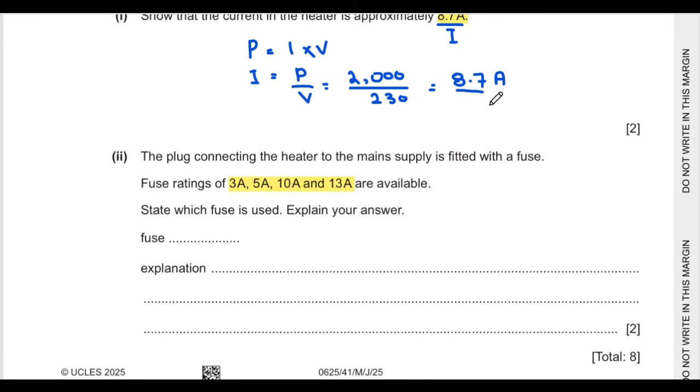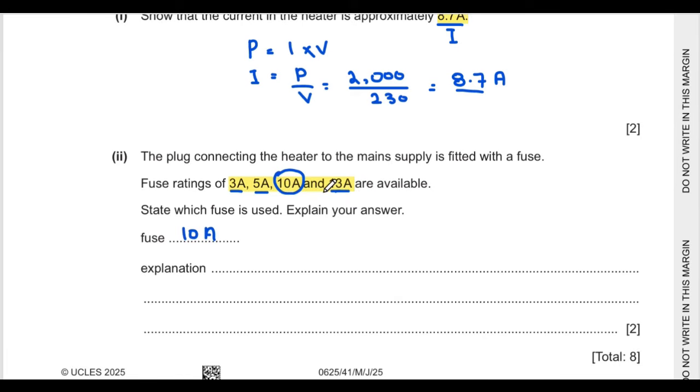The current needed by the heater is 8.7. That means we can use the fuse of 10 amperes. Now, why can't we use the lower values? Because for the lower value fuses, if a higher amount of current is passing through them, the wire in the fuse can be blown out.